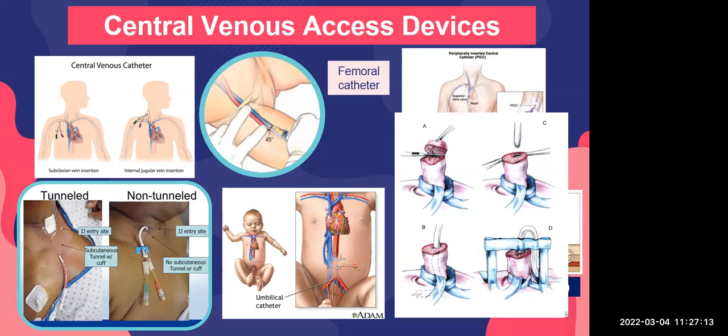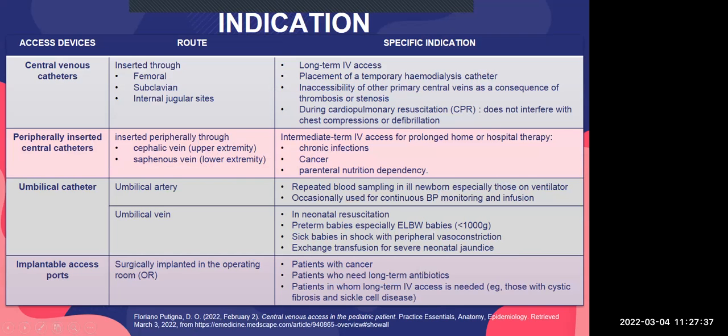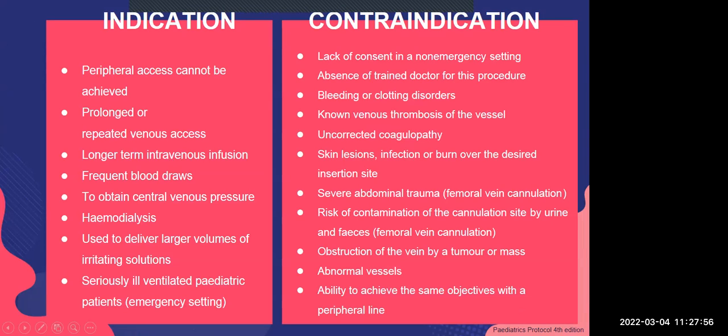In a selected seriously ill pediatric patient that requires resuscitation and emergency treatment, this line must be inserted by a trained senior doctor. Ultrasound may be needed as a useful adjunct in the placement of the central line. This table is the summary of what I said earlier for each central venous access device with its routes and specific indications. You can take a look later because I just want to share the general points.